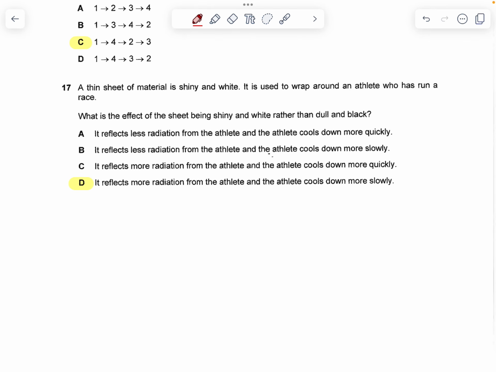Question 17. A thin sheet of material is shiny and white. So shiny and white is a bad emitter and a bad absorber of infrared radiation. Okay, it's used to wrap around an athlete who has run a race. And so because it's shiny, it reflects more radiation from the athlete back to himself. He's able to cool down more slowly.